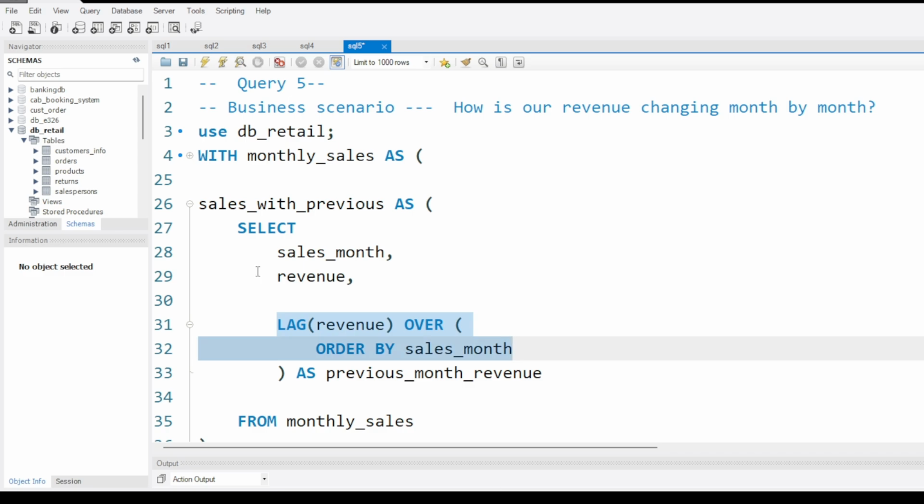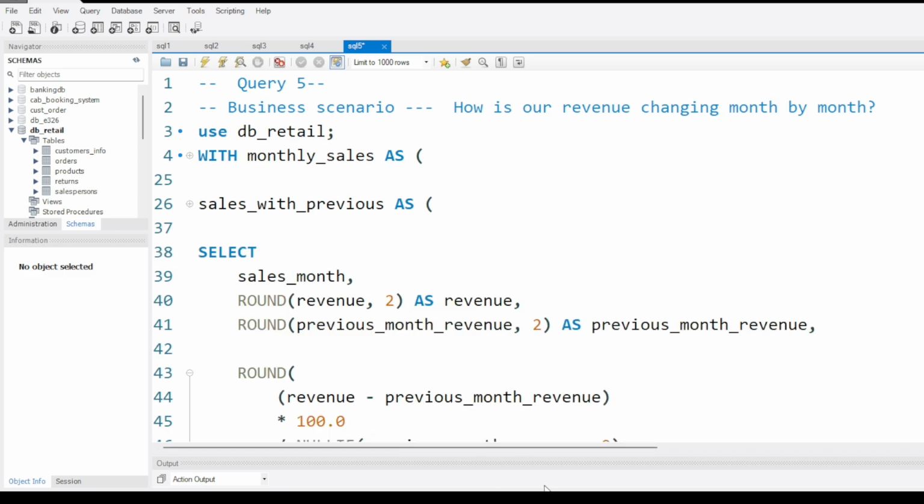Step 3. Calculate growth. Now that we have the current and previous month's revenue, we can calculate the month over month growth percentage. A positive percentage means revenue increased, while a negative percentage means revenue decreased.